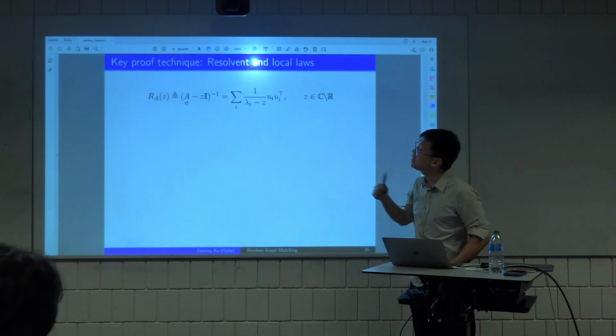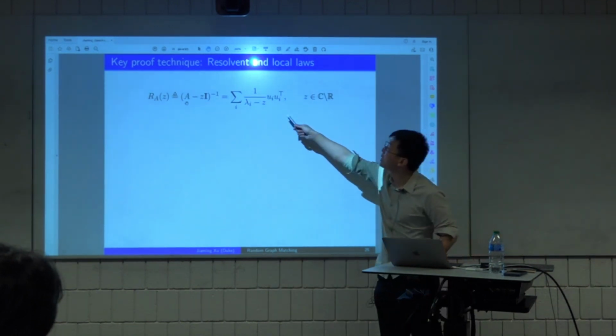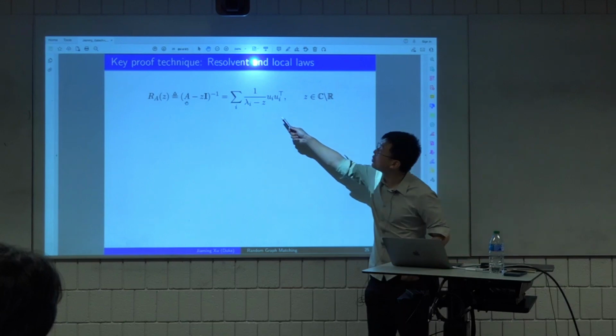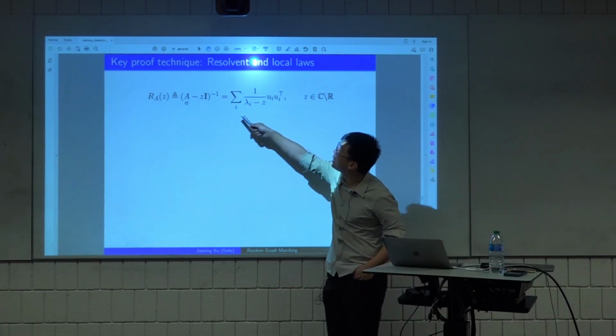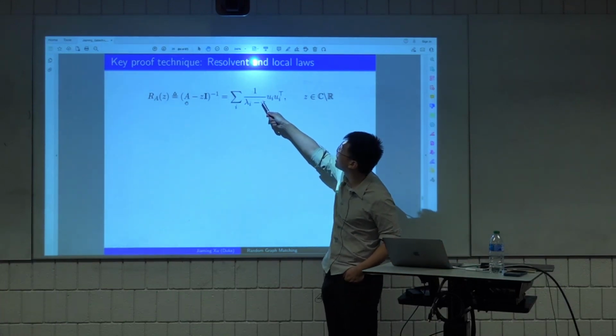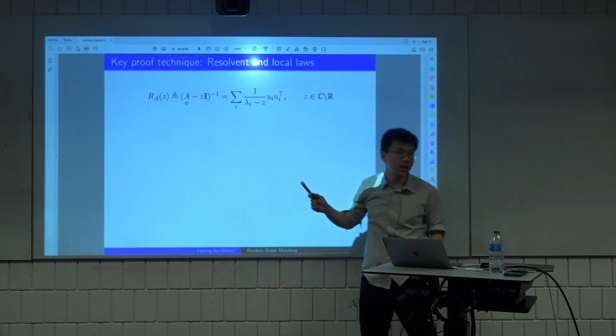You can plug in the eigenvalue decomposition of A, and you can write this in this form. So you have U, Λ, U transpose, and then you take the inverse here. So that's why for the eigenvalues part, you get 1 over λ_i minus Z. Right?